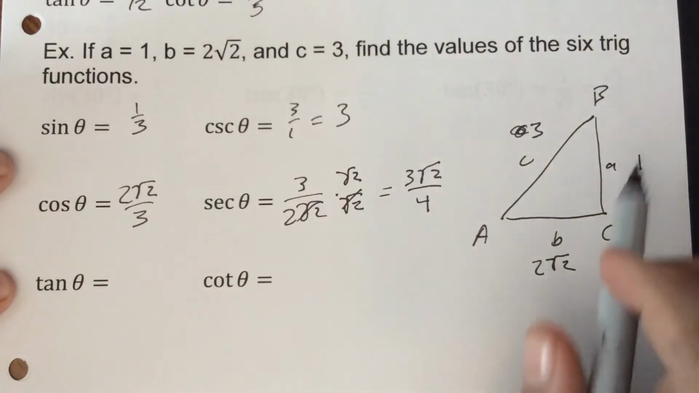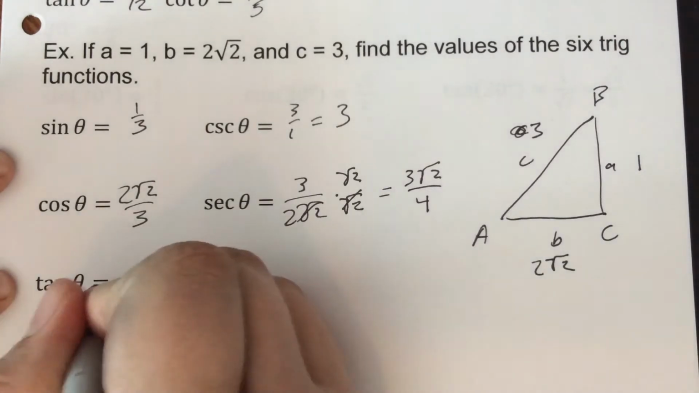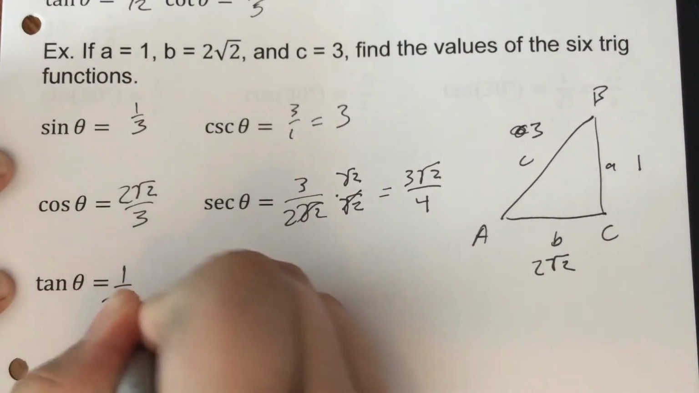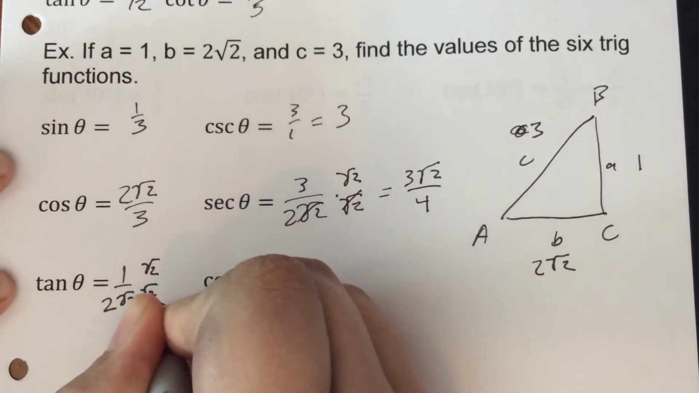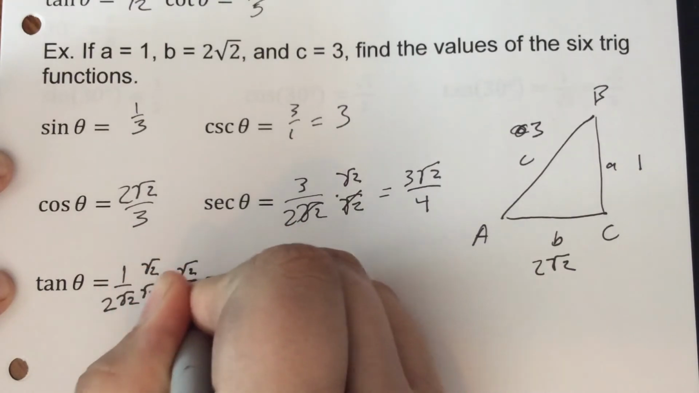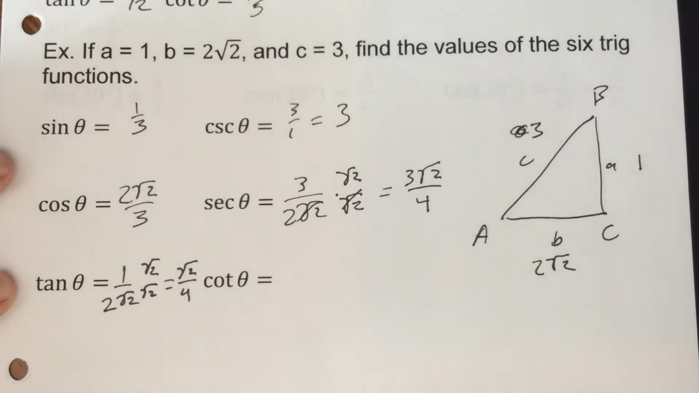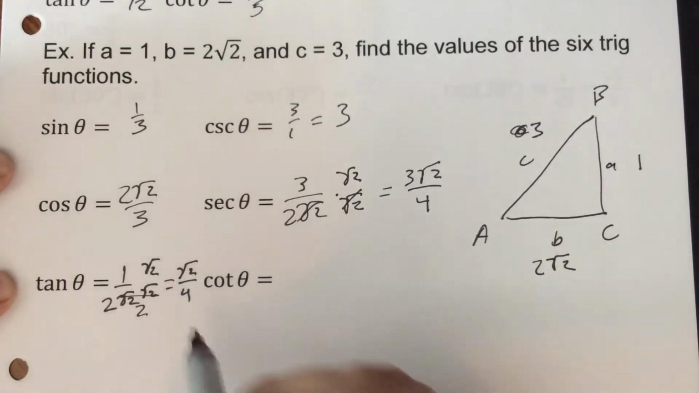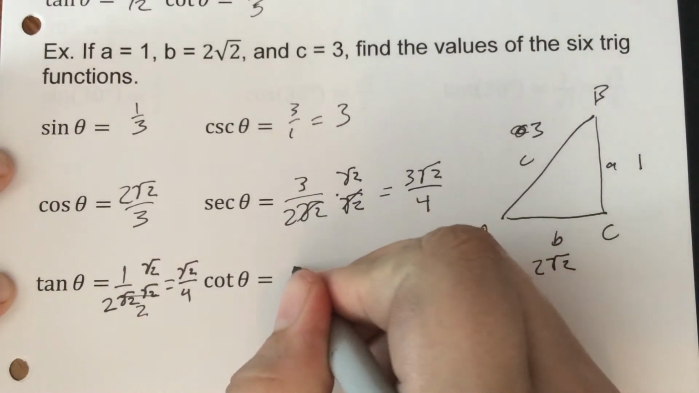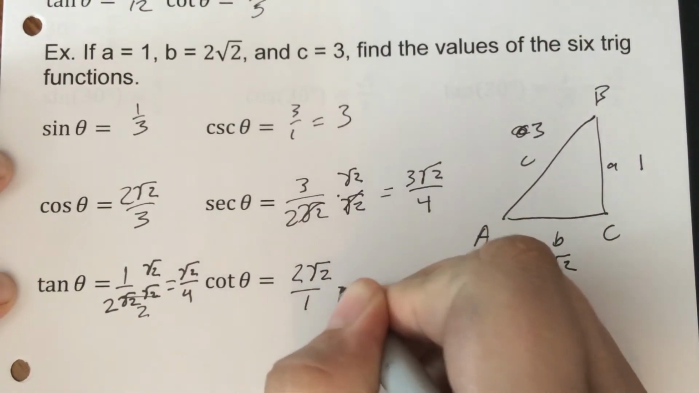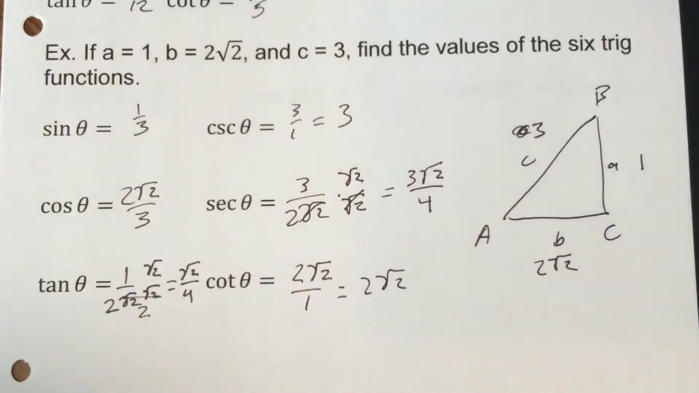Tangent now, opposite over adjacent. So 1 over 2 square roots of 2. And rationalize that, so you get square root of 2 over 4 again, because again, square root of 2 times square root of 2 is 2, 2 times 2, 4. So then we flip this. We get 2 square roots of 2 over 1, so in other words, 2 square roots of 2.